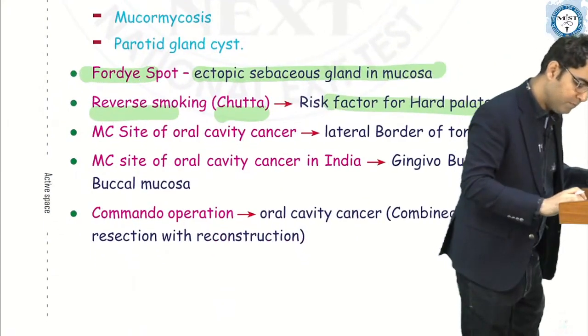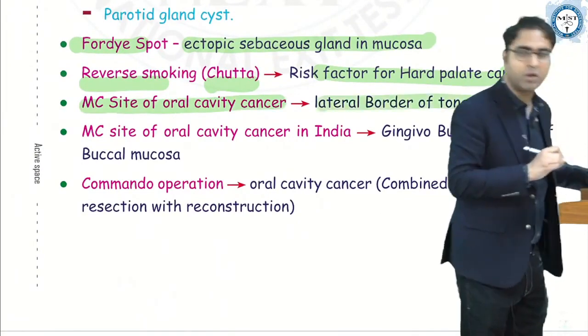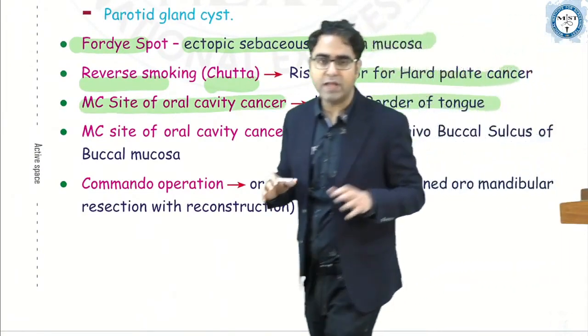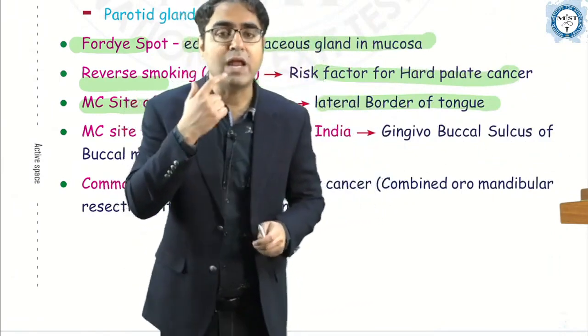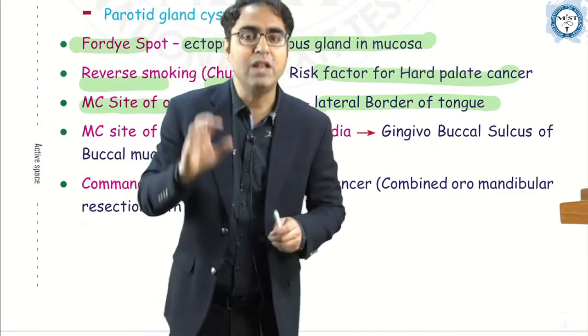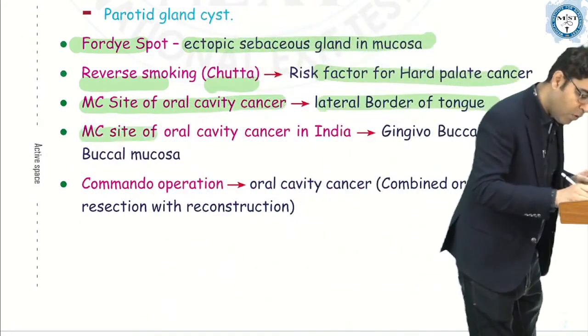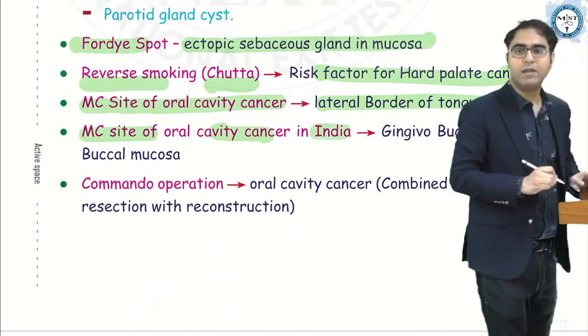Okay? Now, the most common site of oral cavity cancer is the lateral border of the tongue. If the question asks, what is the most common site of oral cavity cancer? Oral cavity, in general, in the whole world statistics, lateral border of tongue. But the most common site of oral cavity cancer in India, India is different, beta.